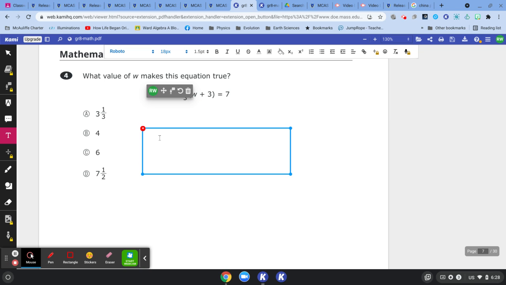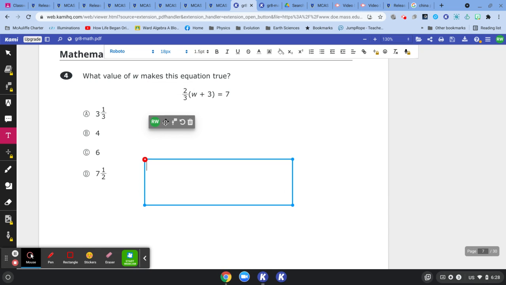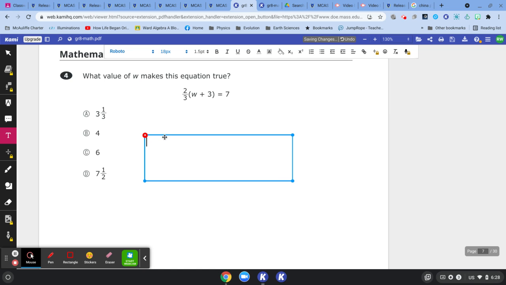I'm going to move this down, and maybe I can move this up. All right, so we've got 2/3 times W plus 3, and that equals 7.